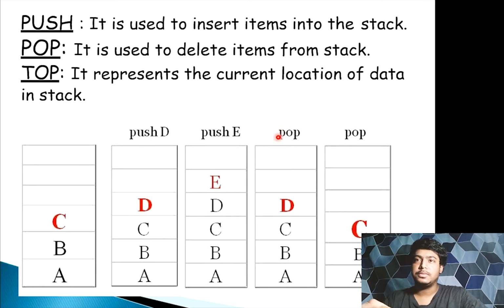So say if we have a next operation as pop, now the topmost element which is e will get eliminated. And suppose if we have the next operation as pop, so the topmost element d will now get eliminated and the stack which we have started with c, b and a will remain with that.